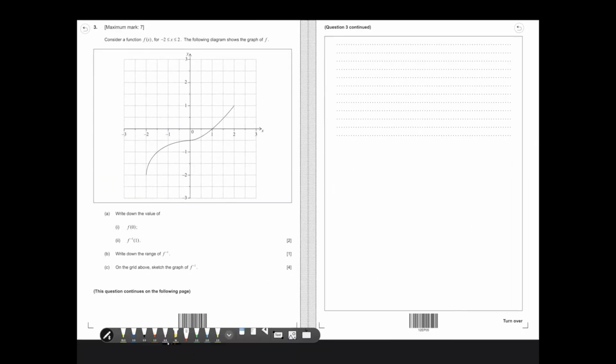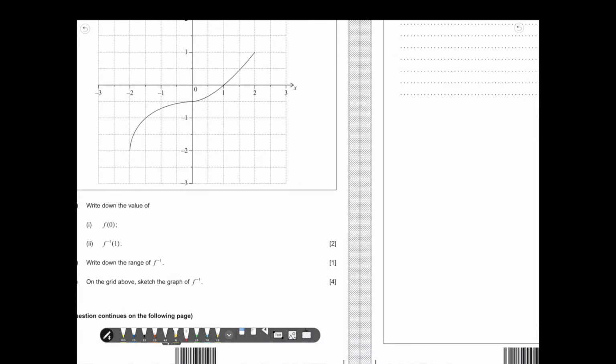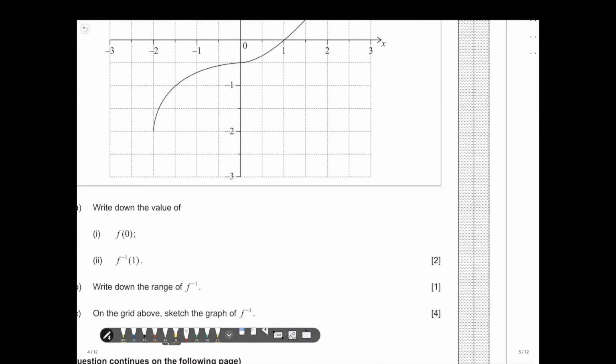So now we get to question 3. This question is about a function, and we have a graph of the function. This function has a domain between -2 and +2. Part A is asking us to write down the value of f of 0. So for f of 0, what does it mean? It means that we want to find y when x is equal to 0.